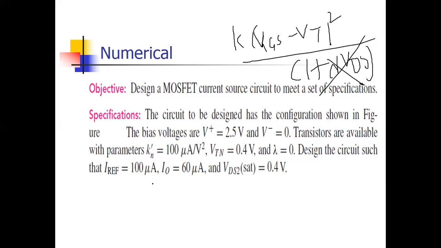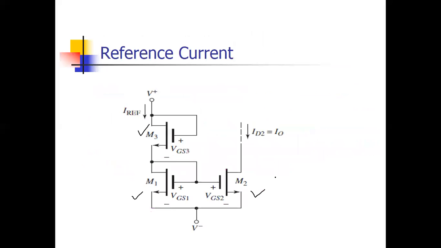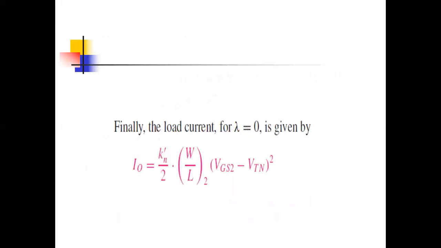Okay. Design the circuit, where I reference is 100 and I naught is 60 microampere. Means they are giving the reference current, the output current, and the VDS saturation voltage is 0.4. So simply what you have to do, as per the circuit, is calculate the W by L parameter for all the transistors.